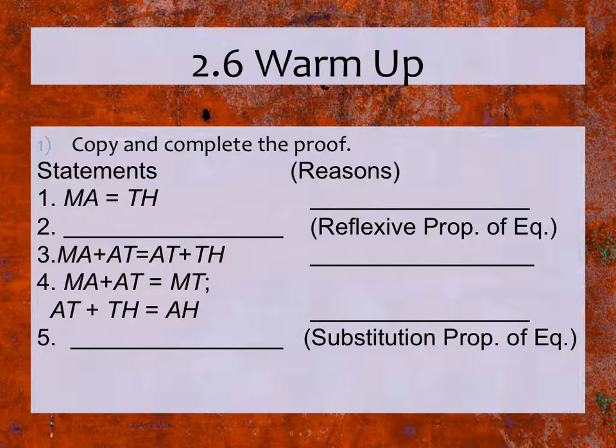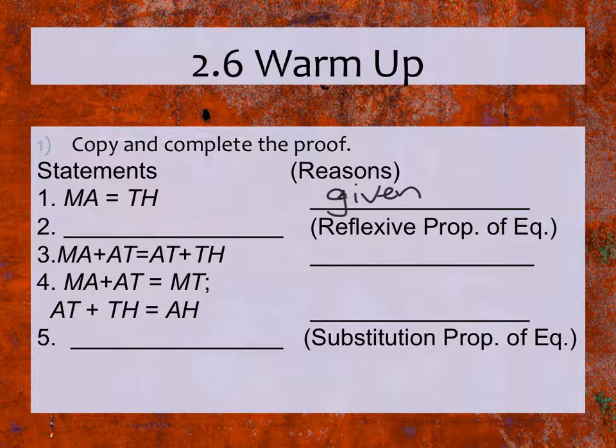All right, so 2.6, we started the geometric proofs, okay? This one says copy and complete the proof. So the statement is that MA equals TH, and where do we think this comes from? This would be given. And then step 2 says reflexive property. So what do we think reflexive property would be?